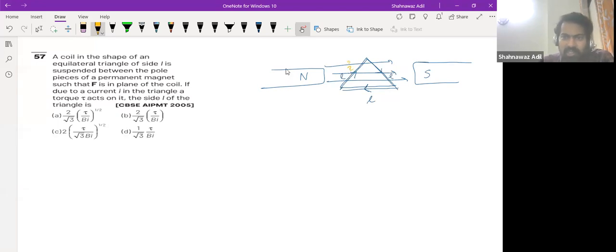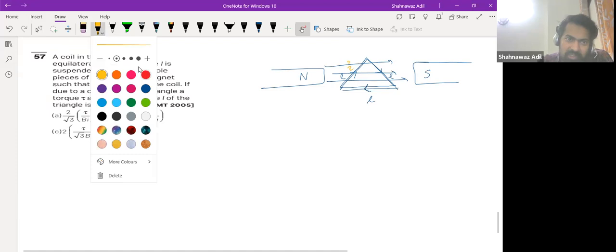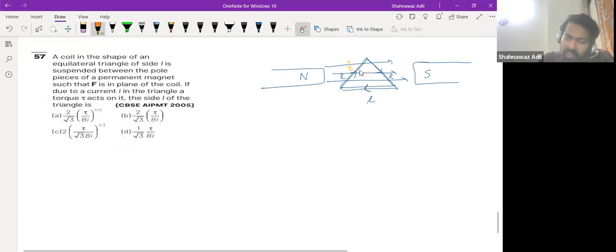So this is in the loop, and if we draw the direction of the magnetic moment, what would be the direction of the magnetic moment if we use the Maxwell's rule? What would be the direction, guys?